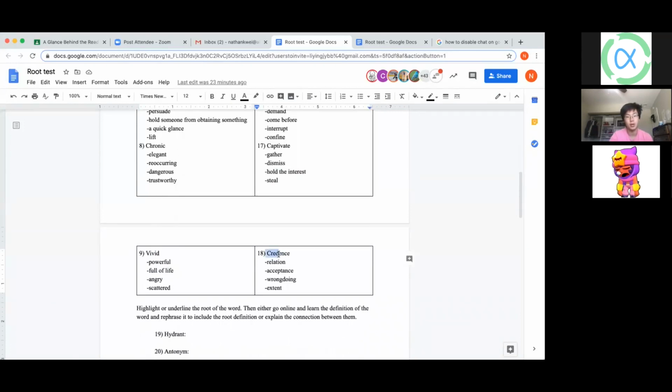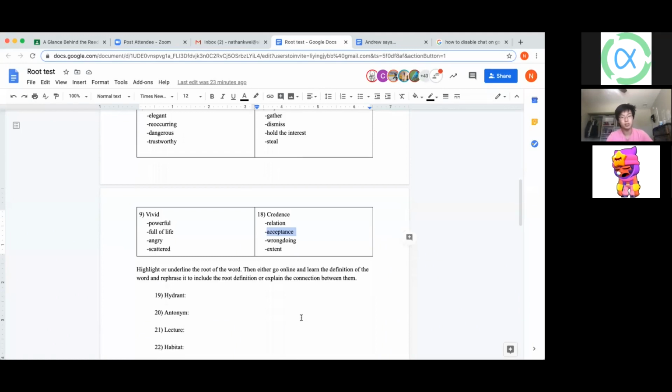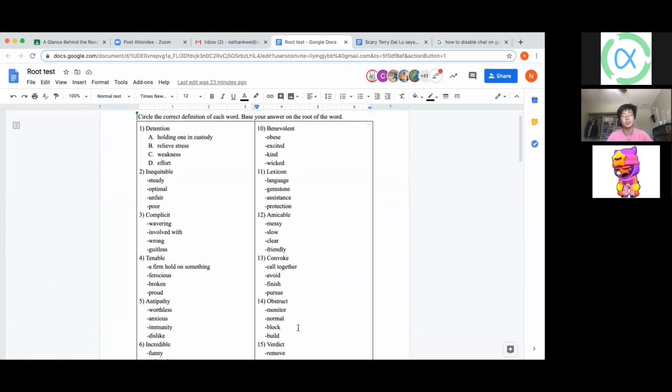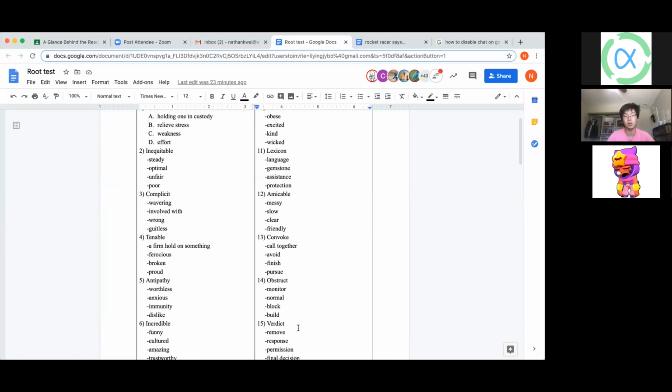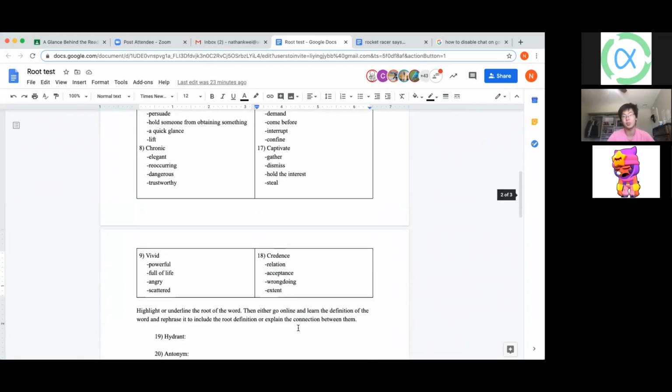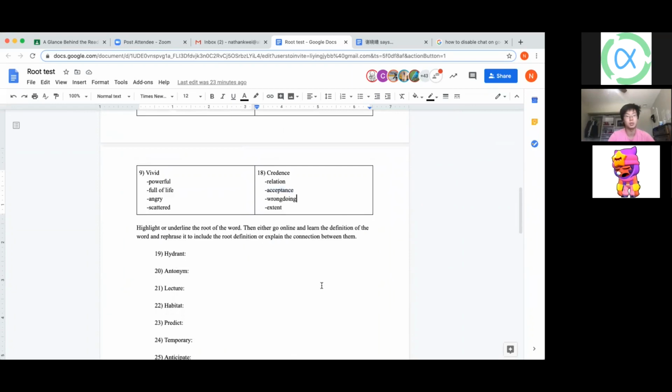Credence. Cred means believe, so again, credence would mean acceptance. Cool. So that should be all the answers. Later on at the end of class, I'll post the answer key with highlighted words and everything. But for now, this should work. Don't worry if you didn't catch some of those. I'll post the answer key up on Google Classroom.